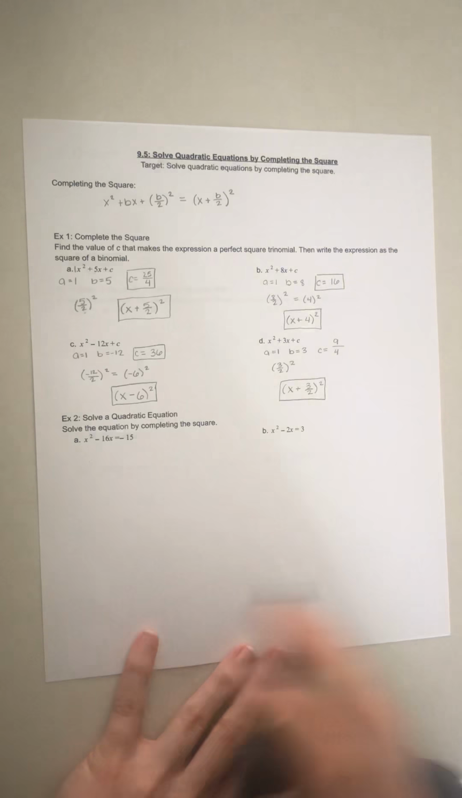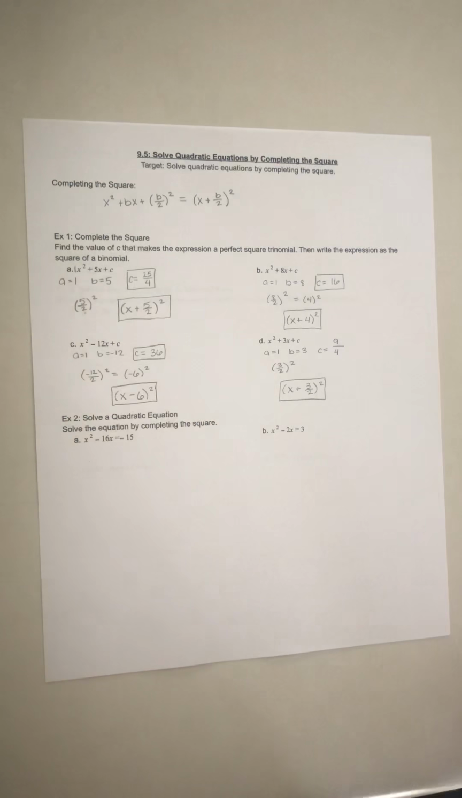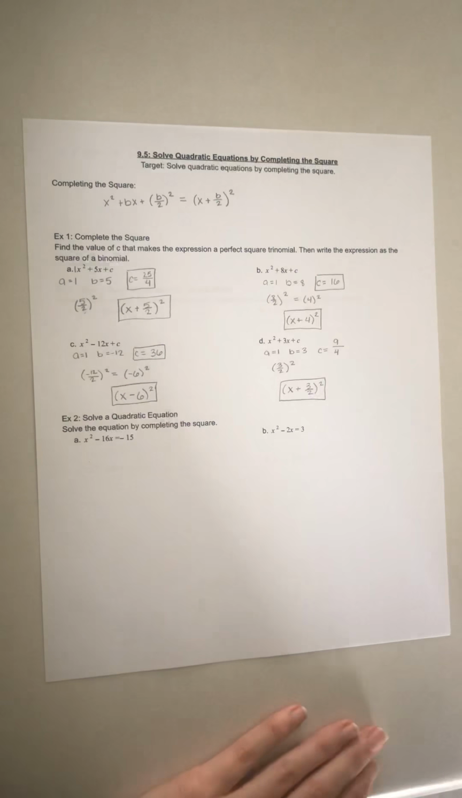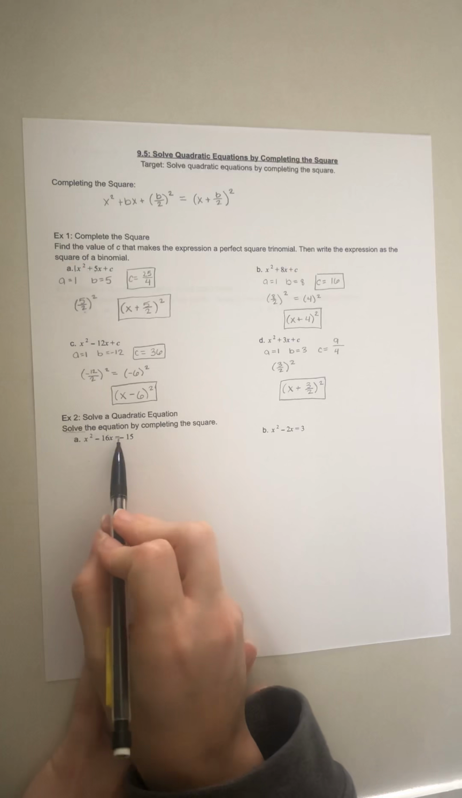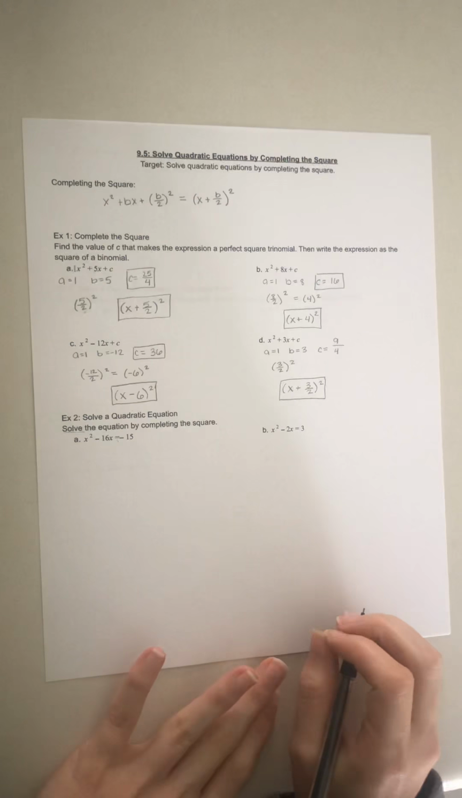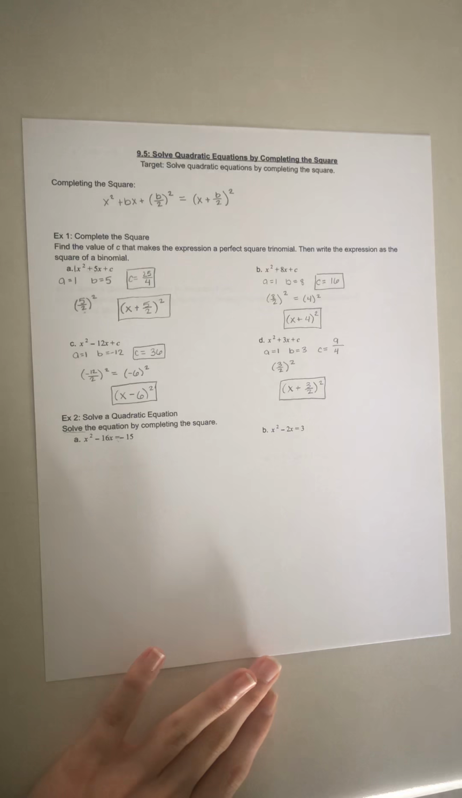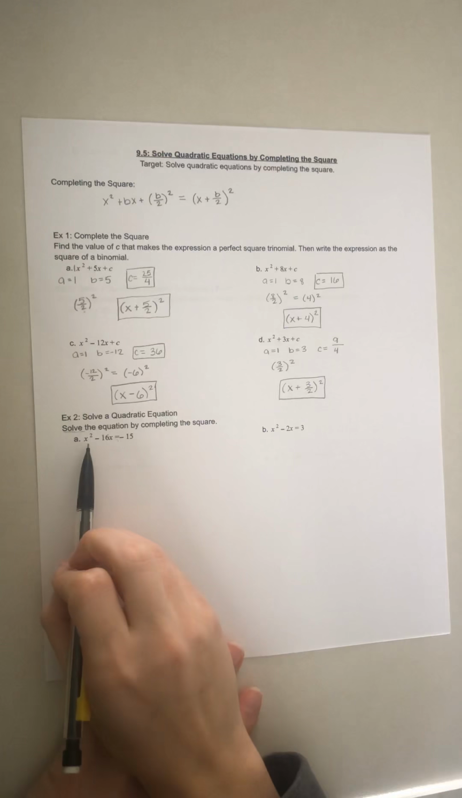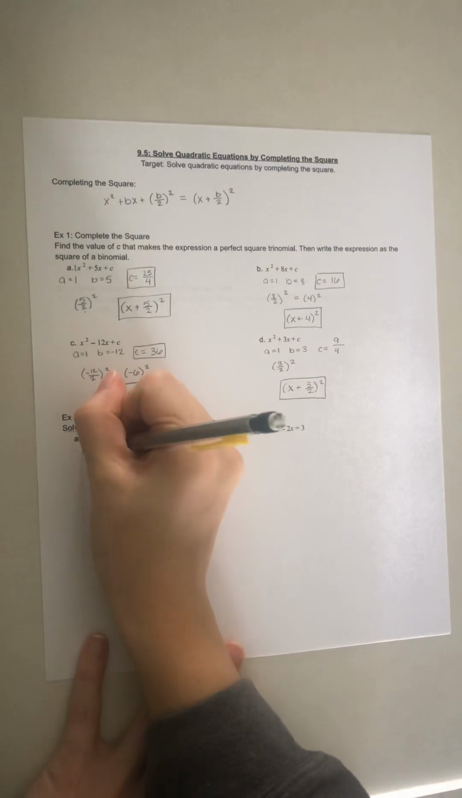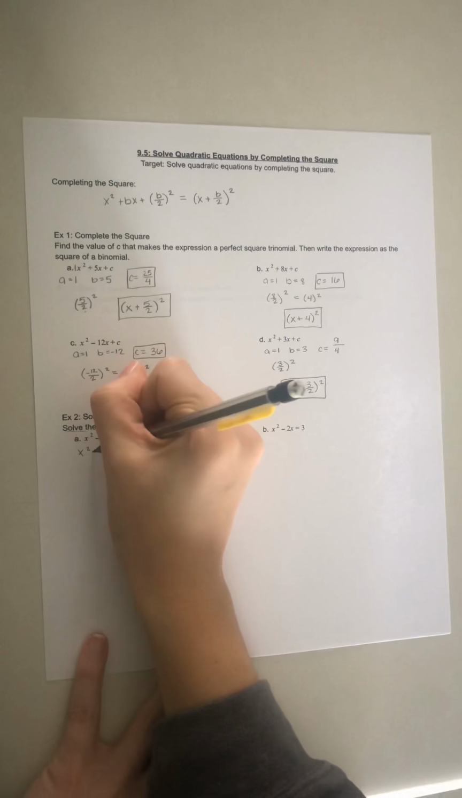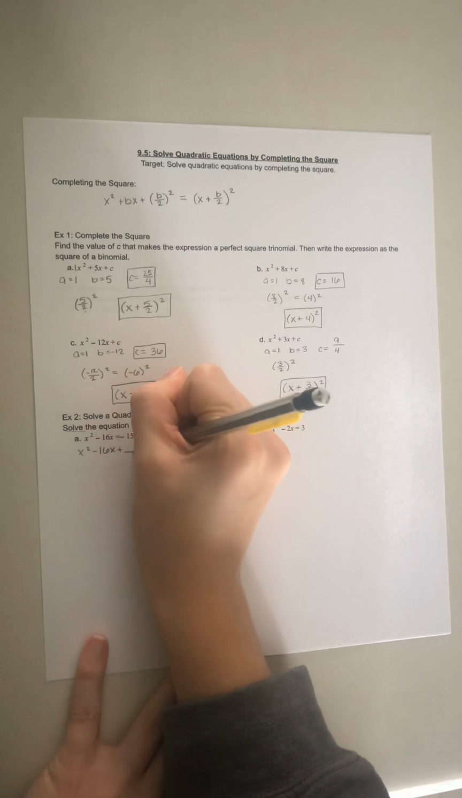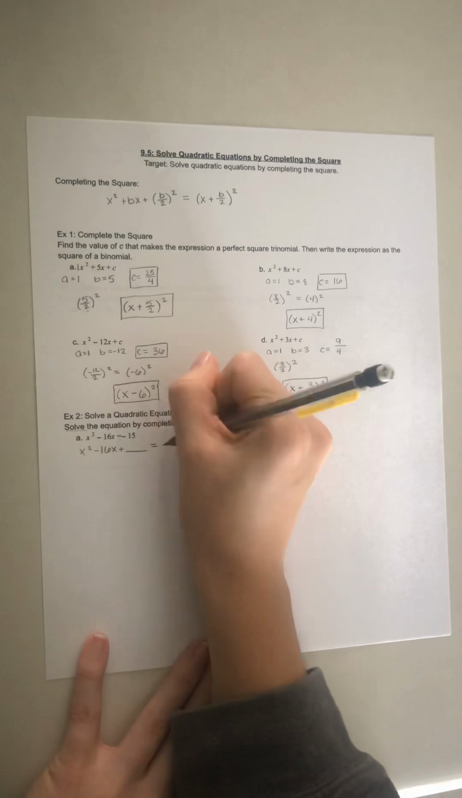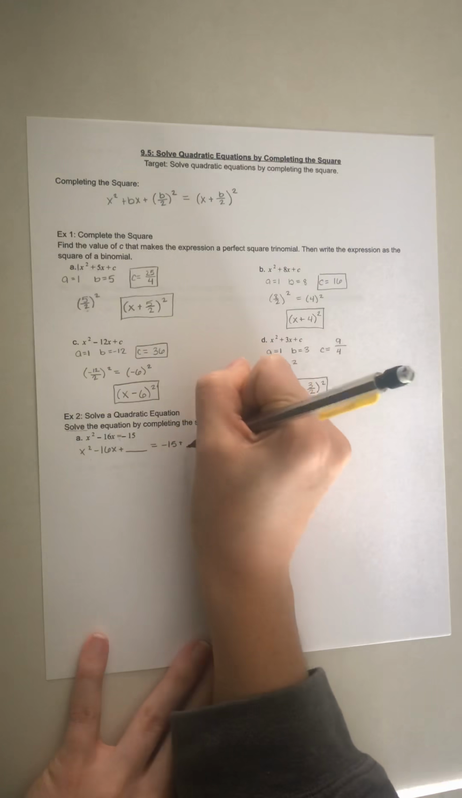Okay, so now for example 2, it is going to be a tad different. We are going to actually be solving now. It does say solve, and we do see this equal sign, so those are 2 indicators that we are going to get values for x. First thing we're going to want to do is add some blanks to both sides. So you're going to have x squared minus 16x plus blank is going to equal negative 15 plus blank.